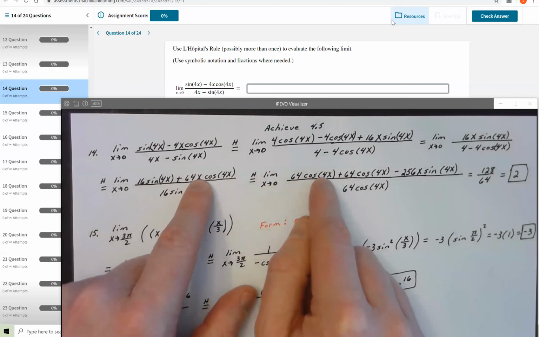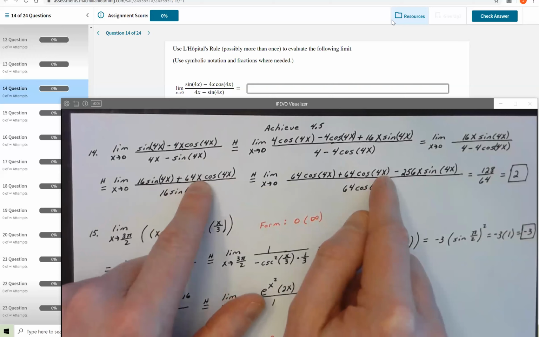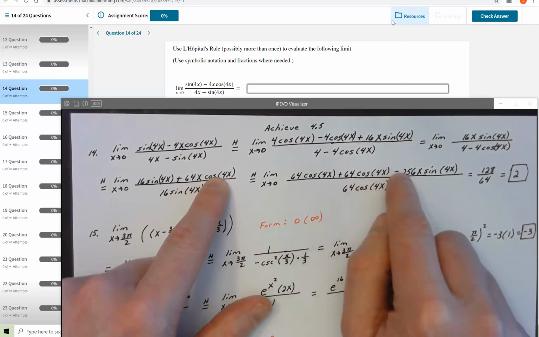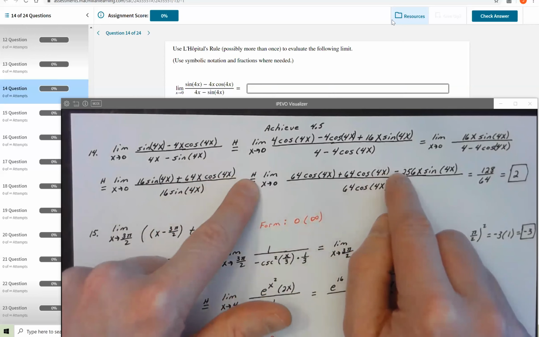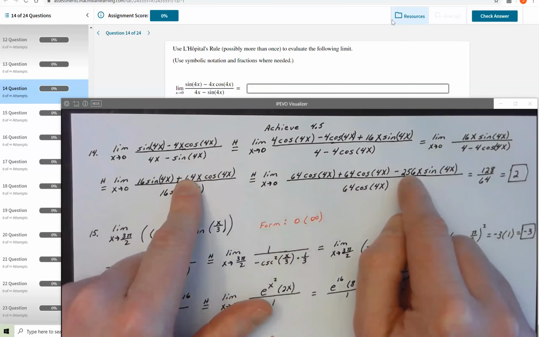Derivative of the first would be 64 times the second, cosine of 4x. And then the second part of the product rule would say, well, okay, now you're going to have to add 64x times the derivative of the second term. But the derivative of the second term, derivative of cosine is negative sine, that's why you get the minus sign there. And I would have 64x sine of 4x times 4. I had to multiply 4 by the 64 to get the 256 there.